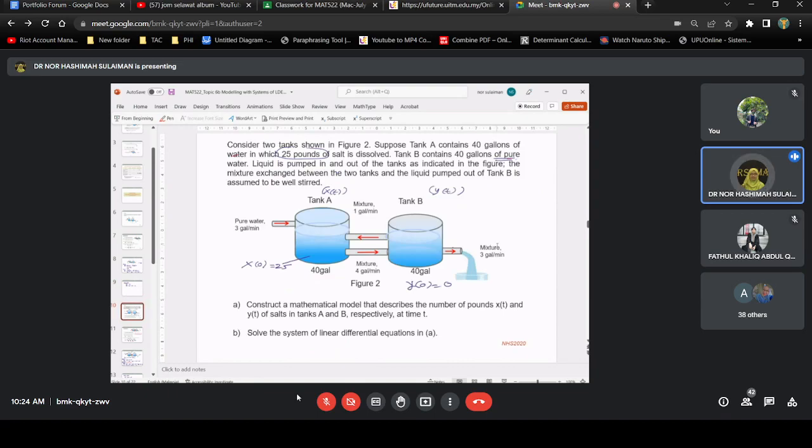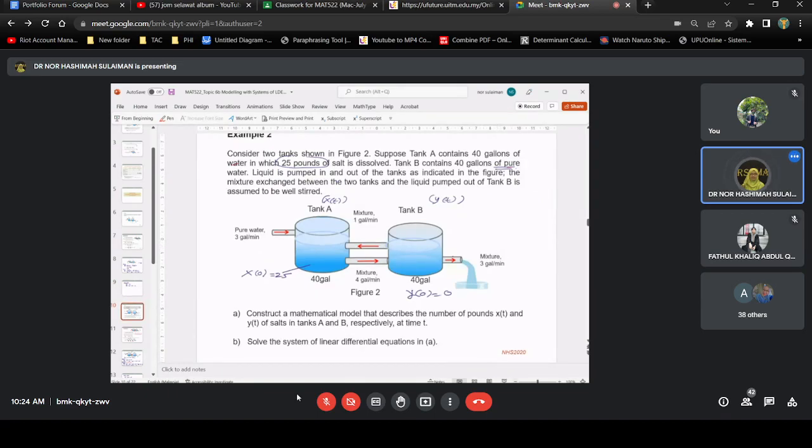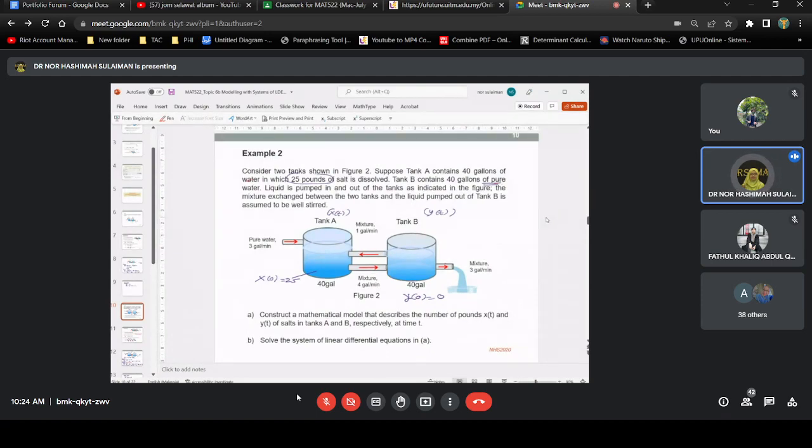Okay, now yang ini pula, example yang kedua, I've already explain to you example yang kedua. Cuba tengok example yang kedua. Example yang kedua dia masih lagi tidak melibatkan perubahan pada isi padu ke ataupun ada perubahan pada isi padu. So cuba kita tengok. Sekarang ni dia kata consider dua tank A and tank B. And tank A dia kata contains 4 gallons of water. Okay, in which 25 pounds of salt is dissolved. This 25 pounds actually refers to the initial amount of salt that is present in the tank at T equals to 0. So maknanya ini adalah initial condition.